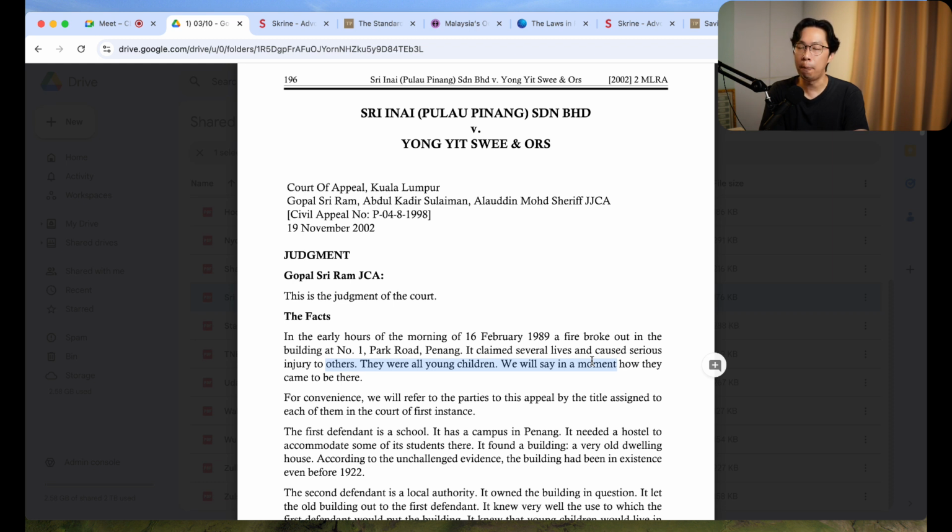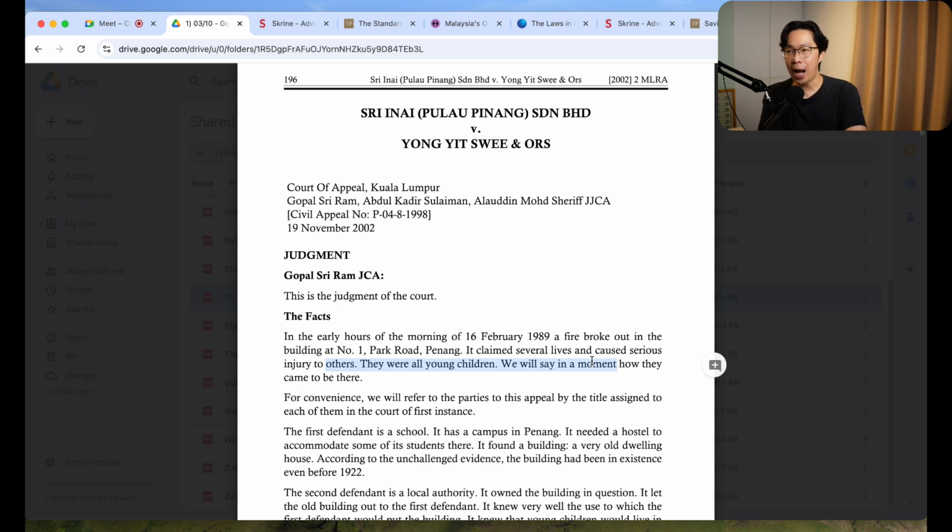So now the parents of these young children sue the school as you didn't provide proper care, negligence. They also sue the Majlis Perbandaran who own the building under occupier's liability, that they should make sure that the building is in good condition.